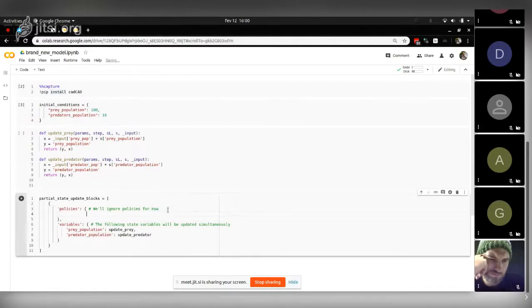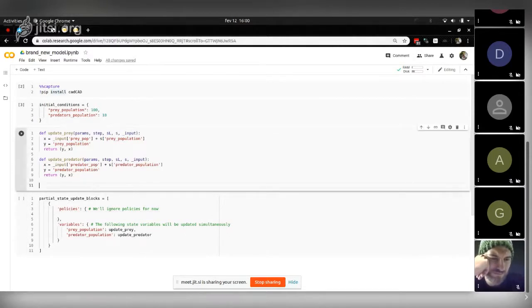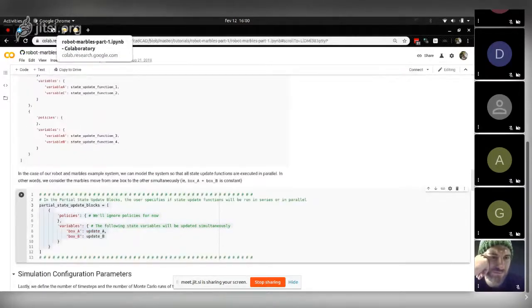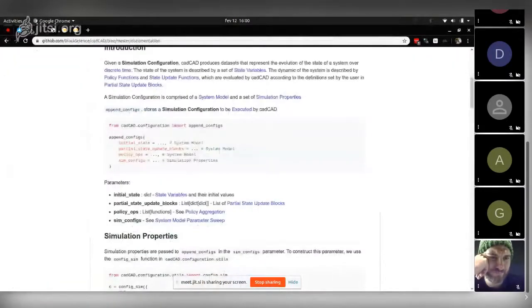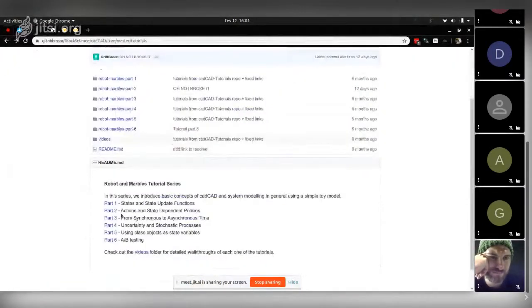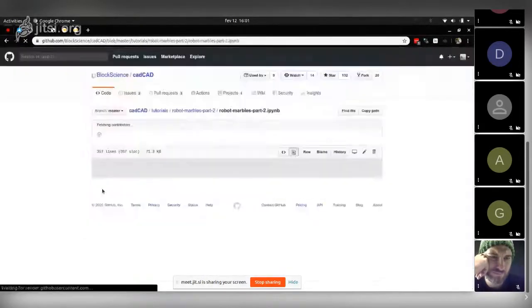Now we can create some policies, actually. Here is the part where we actually get creative. I will pick up another tutorial here to always have a side-by-side model, which is here in part 2.